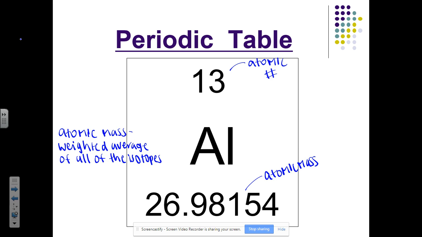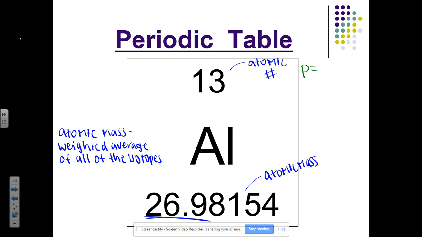So you would go ahead and assume that probably the most common isotope of aluminum would have a mass of 27. Okay, so we're going to round this number to the nearest whole number. So if the number after the decimal is 5 or greater, you're going to round up. If it is less than 5, then you will round down. All right, so we're going to go ahead and calculate the number of protons, neutrons, and electrons in this element.